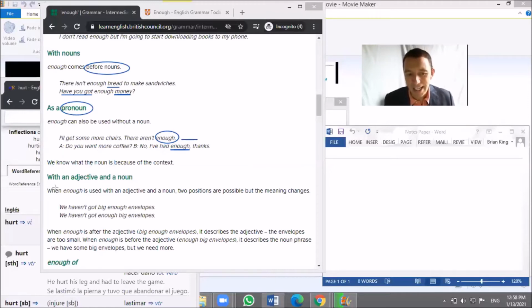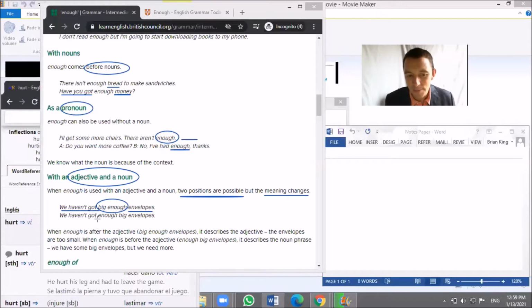And then with an adjective and a noun, that's a little bit more complicated. When enough is used with an adjective and a noun, two positions are possible, so it's more flexible, but the meaning changes. Let's look at the examples. We have not got big enough envelopes, so that is the adjective and the position is after. An envelope is a substantivo, like sobres, and we have not got enough big envelopes.